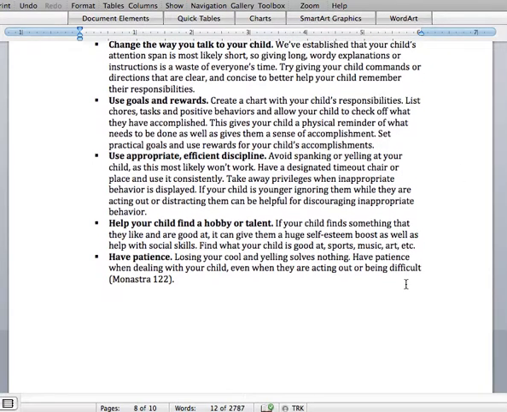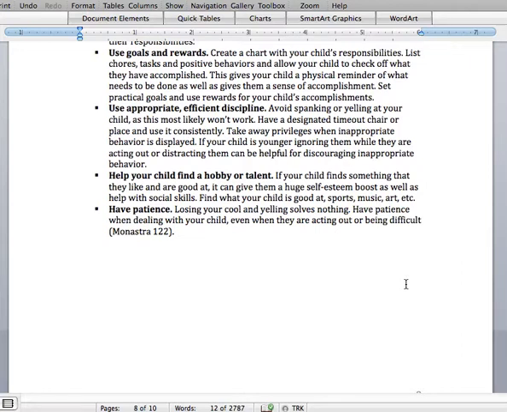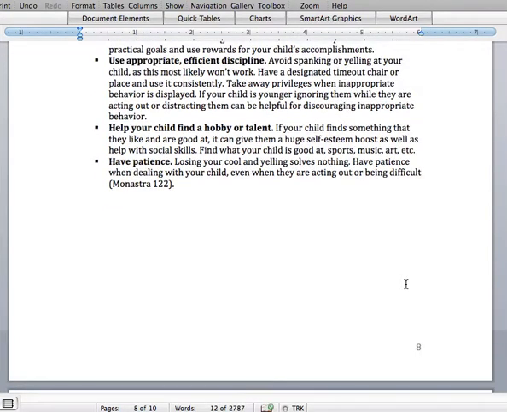Use appropriate discipline. Avoid spanking and yelling at your child. Have a designated timeout chair. Take away privileges when inappropriate behavior is displayed. Or if your child is younger, ignoring them while they're acting out, or distracting them and having them walk away from the problem, can be helpful also. Help your child find a hobby or a talent, something they're good at, whether it's sports, music, or art. This will help boost self-esteem and help them with social skills also.